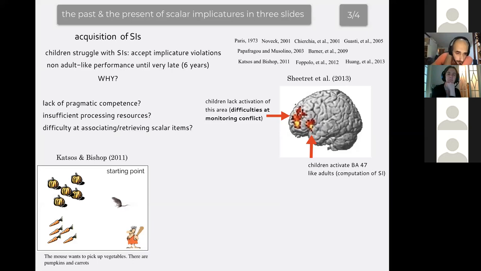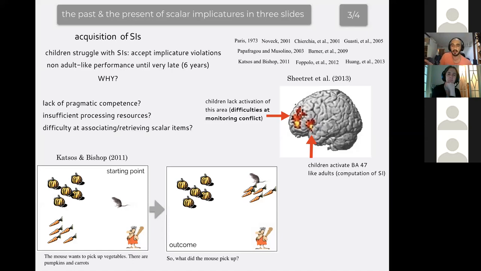A very, very famous study was this one by Katsas and Bishop in 2011. They had a context with a mouse that wants to pick up some vegetables, and there are some pumpkins and some carrots. And then this is the outcome of the context: the mouse takes all the carrots in the relevant trial, and then the caveman at the end says, okay, the mouse picked up some of the carrots. The children were asked to say whether the caveman was right or wrong. So a binary truth-value judgment, and 74% of children accepted implicature violations.